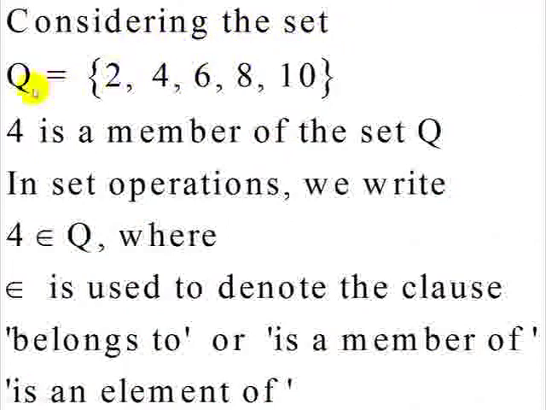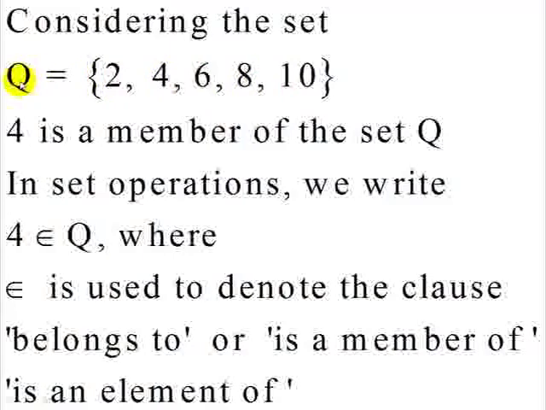Now, when we consider the set Q, the members or the elements of the set Q are 2, 4, 6, 8, and 10. These are the members of the set Q, and so the members of the set Q are called elements.